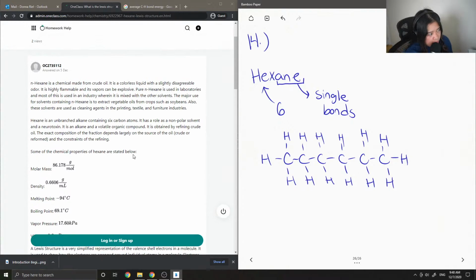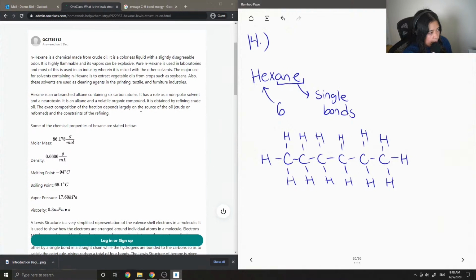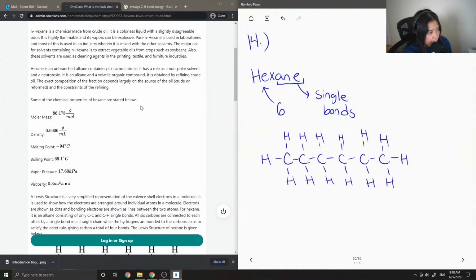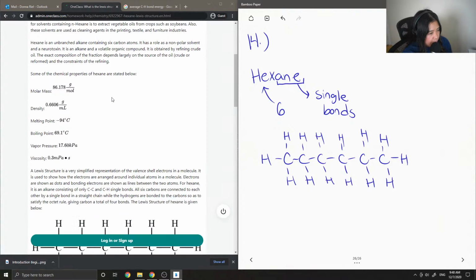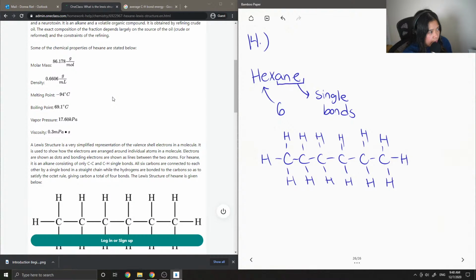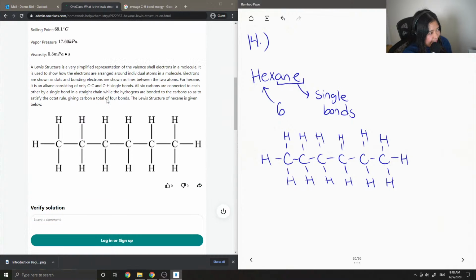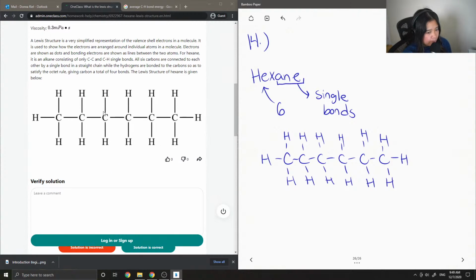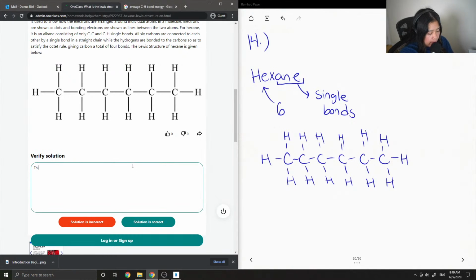And the junior tutor said, hexane is a chemical made from crude oil. So they just give a lot of background information on hexane, an unbranched alkane containing 6 carbon atoms. It's a nonpolar solvent and a neurotoxin, alkane, and volatile organic compound. They have the molar mass, density, and here's the Lewis structure. Yep, so the solution is correct.